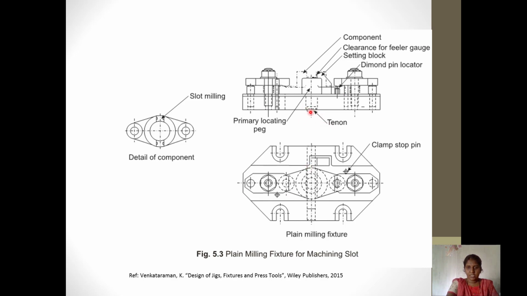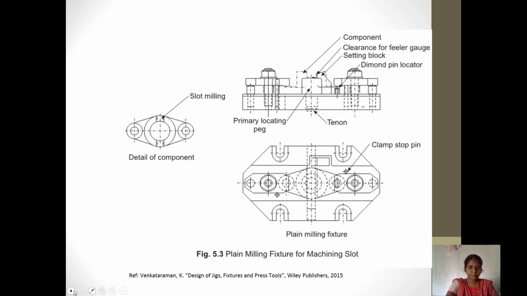Here tenon is there, which moves along the table which sits in the T slot, and this component is clamped here. Okay. Here we have the setting block, and here it is for clearance for the feeler gauge. Here diamond pin locator is there. Here clamp stop pin is there. So it is clamped, both sides is clamped by means of the clamper.